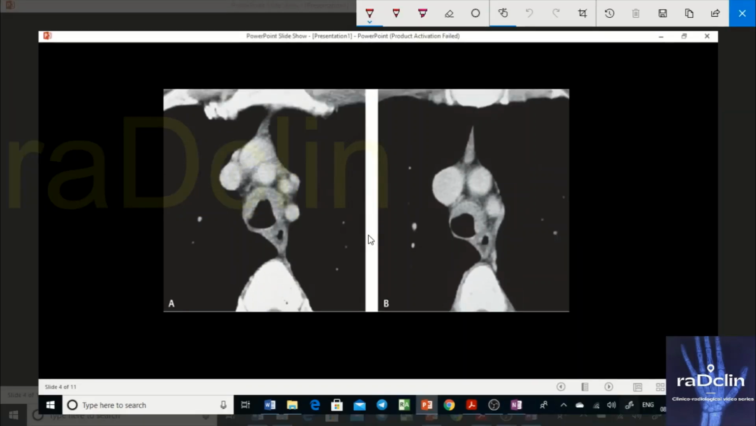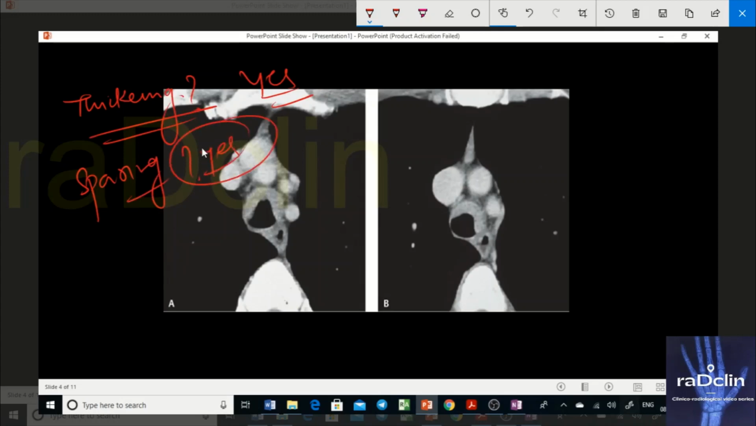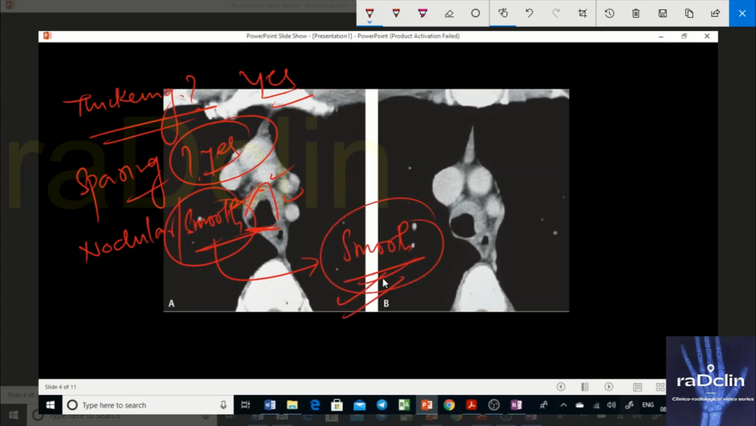Okay, why? Again I'll ask one question: is there any thickening? The answer is definitely yes, we have thickening. Is there any sparing of a particular part? You can clearly see there's sparing of the posterior part, and the anterior and lateral walls are thickened. Is the thickening nodular or smooth? It is definitely a smooth thickening. Now remember, on the basis of this thickening alone, you cannot diagnose the patient with amyloidosis.